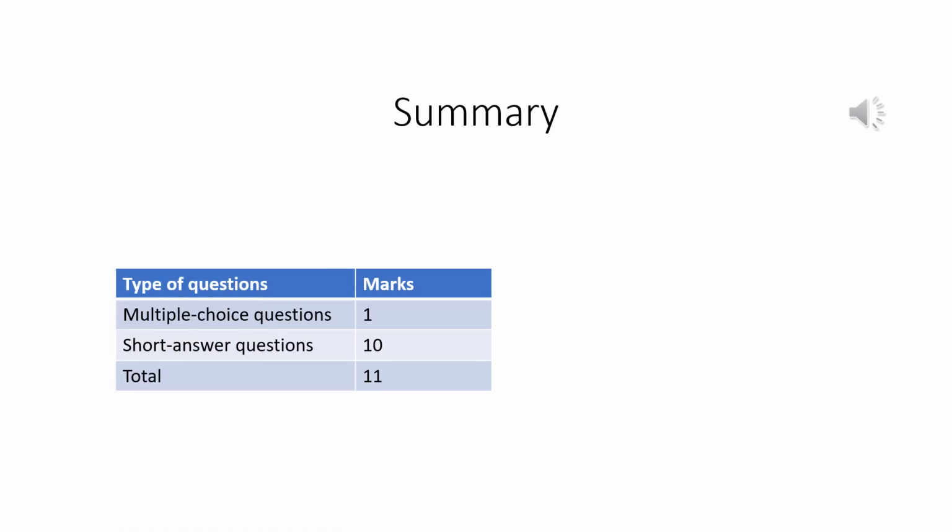There is 1 multiple choice question worth 1 point. There is also 1 short answer question worth a total of 10 marks in this section. The overall score for spectroscopic techniques is 11 points. With a total possible score of 120 points, the percentage for this section is 9.1% of the total score.